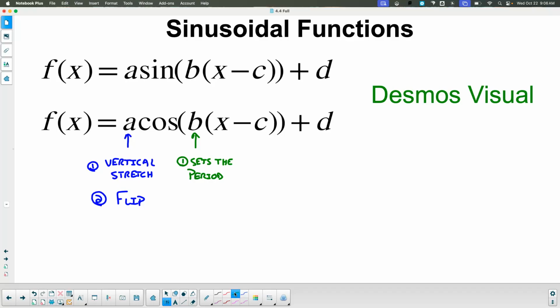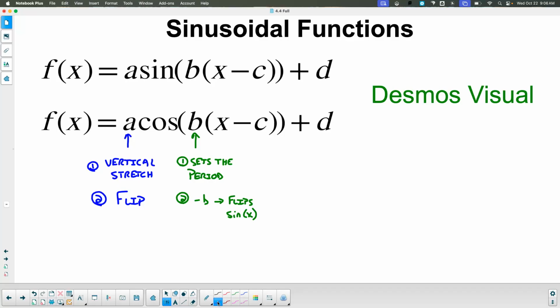The other thing that B does is, if B is negative, then that also flips a sine function. It doesn't flip a cosine function. That again was an obviosity, that cosine of negative theta is equal to cosine of theta. That part doesn't flip, but sine of negative theta is equal to negative sine of theta. That was obviosity 2 or 3.